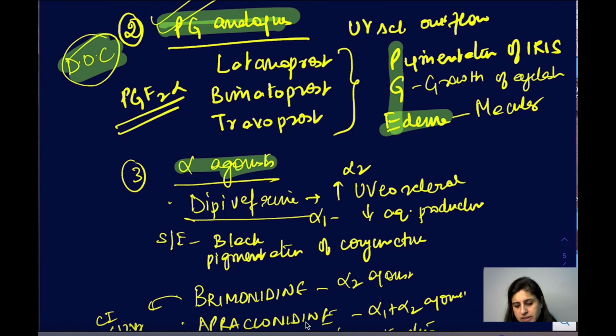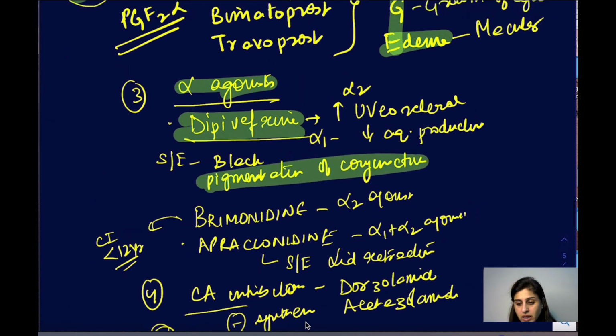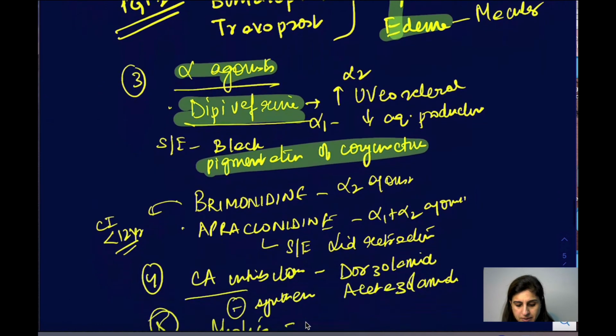Alpha agonist, the first type is dipivefrin. It acts on alpha 1 as well as alpha 2. It's a prodrug of epinephrine, more lipid soluble. It can easily increase the uveoscleral outflow, or decrease the production. What you have to be careful about is pigmentation of the conjunctiva. Prostaglandins cause pigmentation of the iris. Dipivefrin causes pigmentation of the conjunctiva. This is an important difference. So if a question comes with conjunctiva, it is dipivefrin, or iris, it is the prostaglandins.